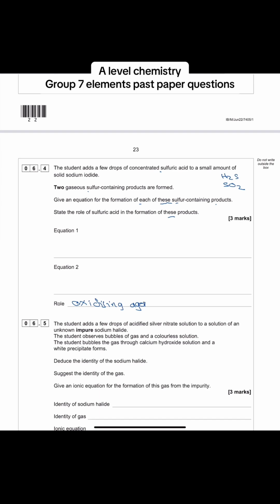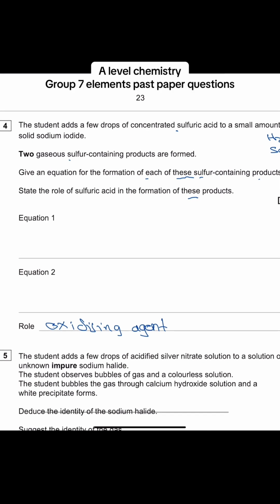So now let's write the two equations. You don't need to memorize these equations. You just need to know what the products are. We're going to construct these equations from the two half equations. So the first one is the iodide is going to be oxidized to give iodine, and the sulfate is going to be reduced to give sulfur dioxide. So this is the first one, and then we're going to add the two equations together.